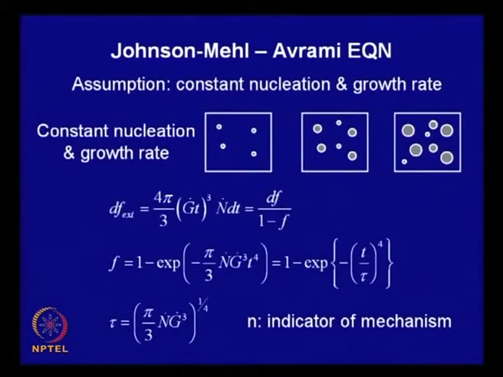And this is what has been done here. In the site saturation model, this exponent is 3, whereas if you have a constant nucleation, constant growth rate process, then you get exponent 4. Similarly, it is possible to show with other subsequent mechanisms that this exponent changes, and sometimes it also gives you the shape of your precipitate as well.